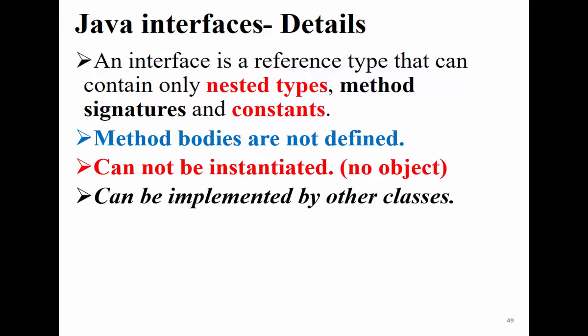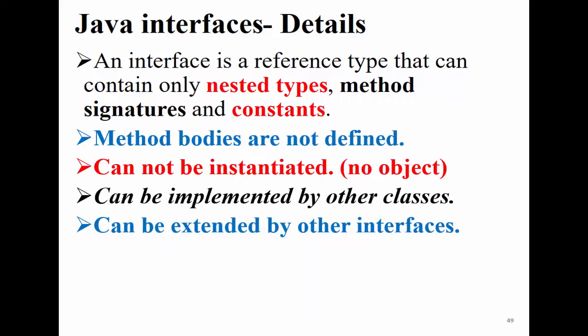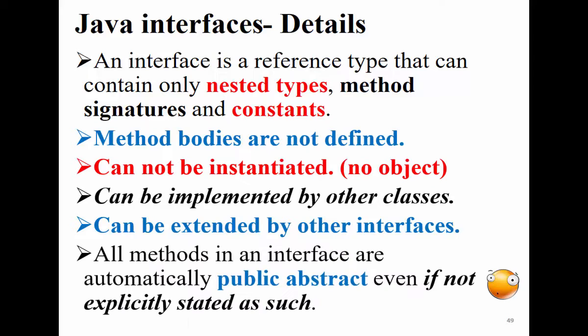It can be implemented by other classes, and that is the beauty of it. You have the interfaces defined. You can ask other people to implement your interface. It can be extended by another interface, which is not actually part of this course. Inheritance is about inheritance. You can create an interface and extend it from parent to child interface and so on. All the methods in the interface are, by default, public abstract methods.